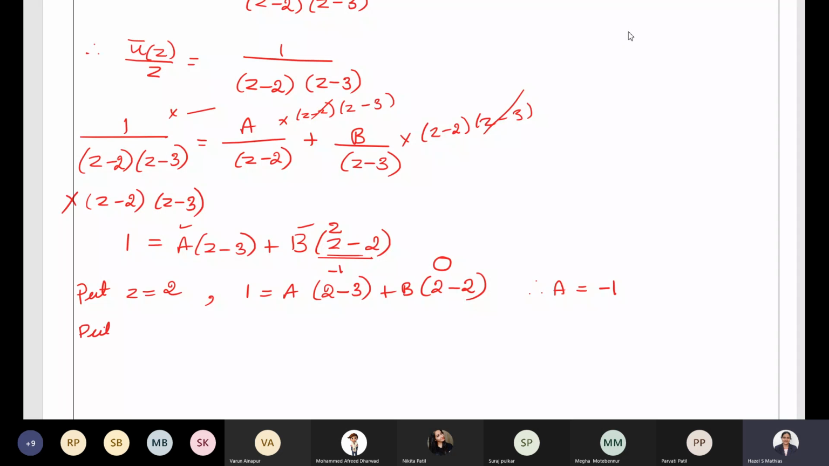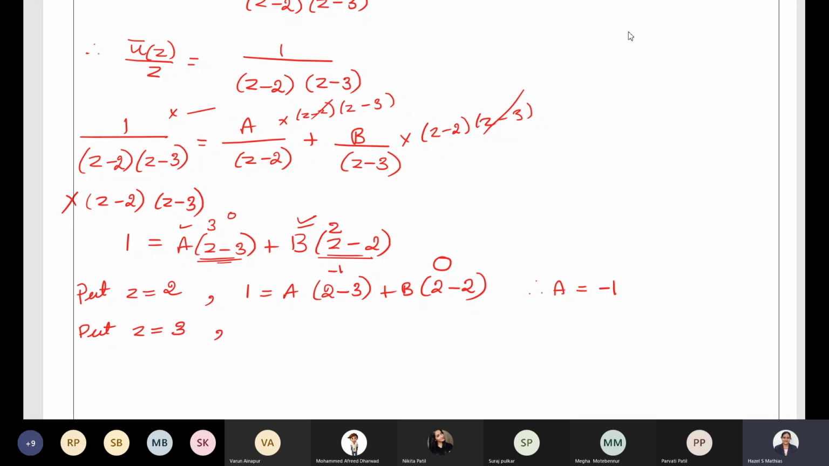Now next, we found the value of a. We need to find the value of b. In order to find the value of b, I need to make the coefficient of a 0. So how can we make it? If I put z equal to 3, 3 minus 3 will be 0. So put z equal to 3.